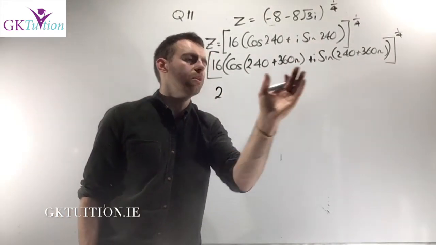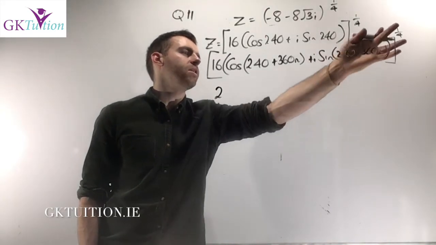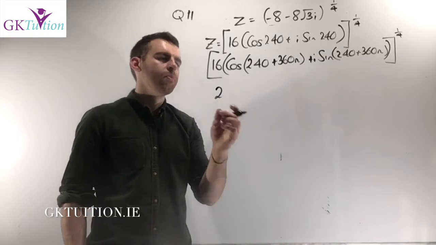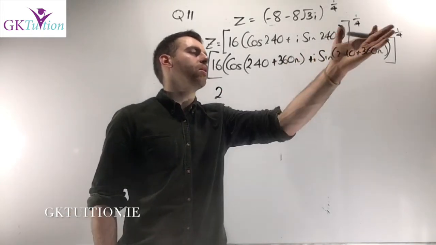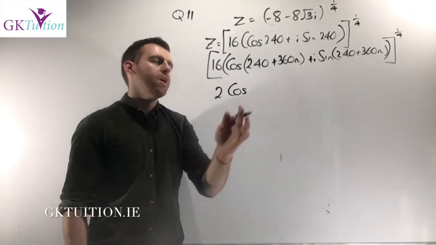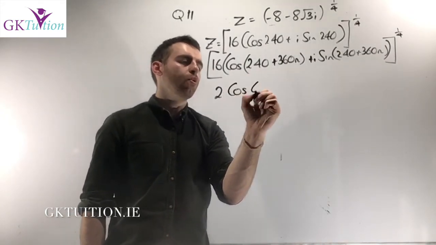And then in order to get the cos of the angle plus i times the sine of the angle to the power of a quarter, you just multiply the angle by the power. So I'm just going to multiply the angle by a quarter. Multiplying by a quarter is the same as dividing by 4. So 240 multiplied by a quarter gives me 60.